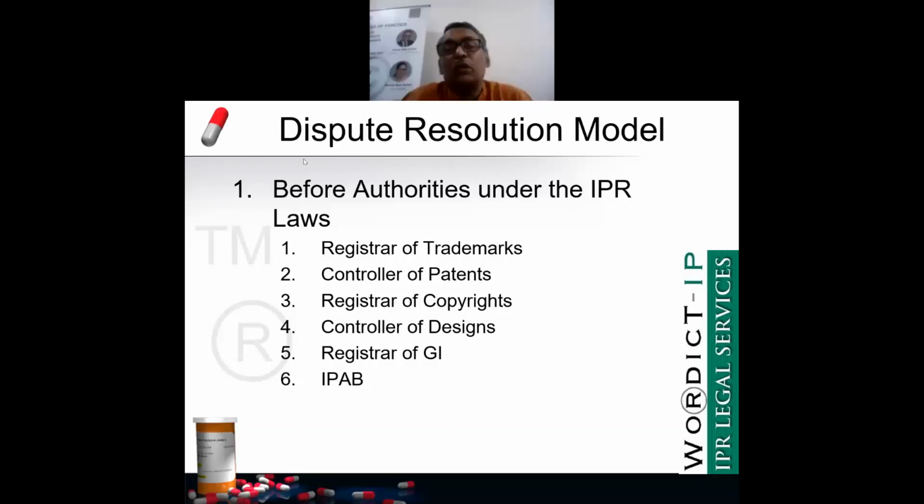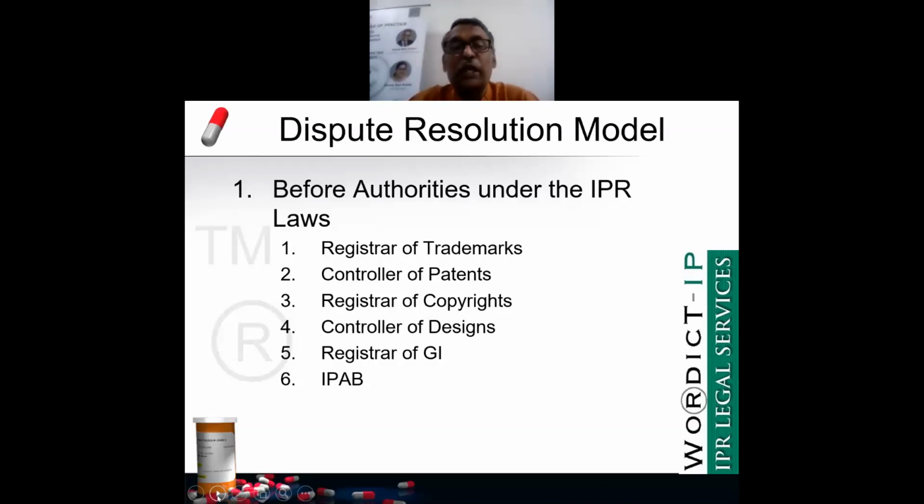Okay. Now, dispute resolution model. Before authorities under the IPR law, it is the registrar of trademarks when you file an application, or when you file an opposition, or when you file a rectification. Right? It is before the registrar of trademark. Opposition and rectification can also be before the IPAB, but it comes under a different circumstance. Then controller of patents is the first authority.